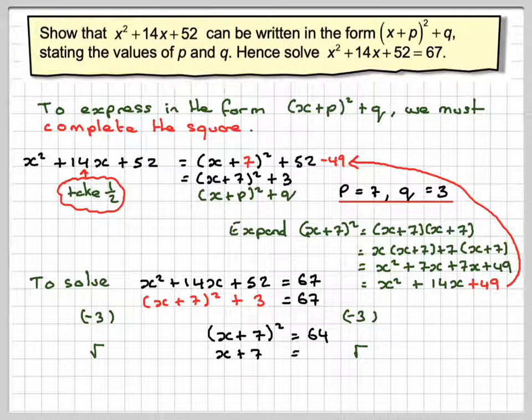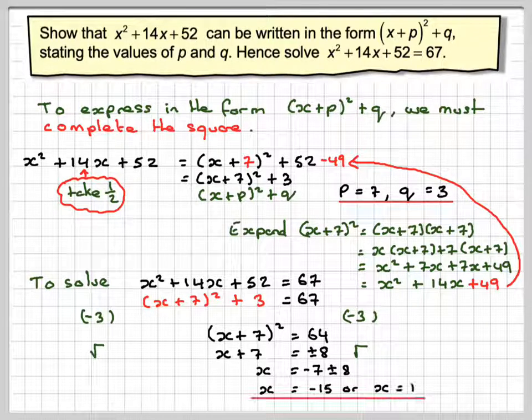Taking the square root of both sides, we're going to get x plus 7. The square root of 64 is 8. But we must also consider minus 8. So the square root of 64 is plus or minus 8. If we now take 7 from both sides, we're now going to get minus 7 plus or minus 8. So my values of x will be minus 7 minus 8, which is going to give me minus 15, or minus 7 plus 8, which will give me x is equal to 1.